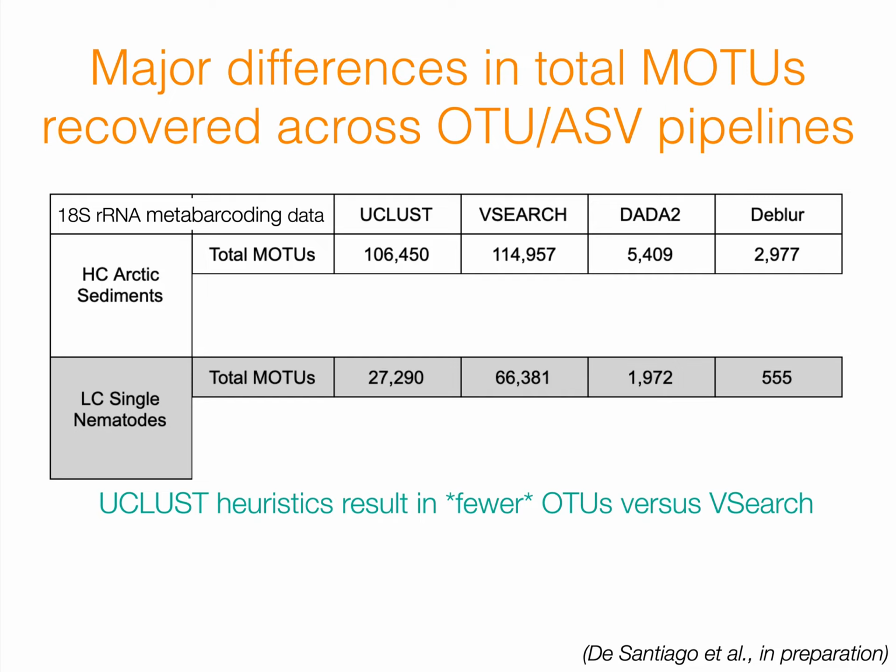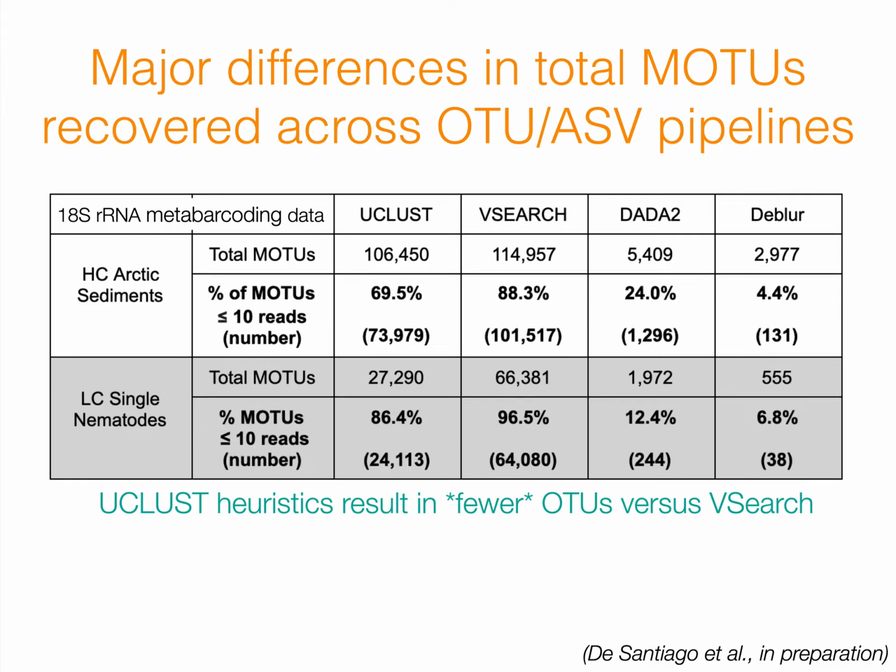And that's really because UCLUST is a heuristic search. It's not exhausting search space. It's designed to be fast. Whereas vSearch is generating all of the pairwise alignments using the Needleman-Wunsch algorithm. And that's what we think is related to those differences. So vSearch is actually increasing your amount of OTUs.